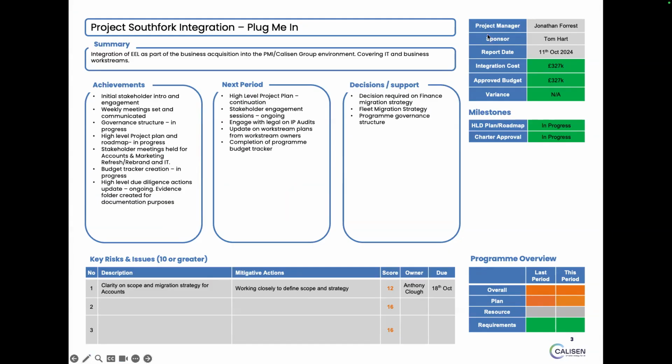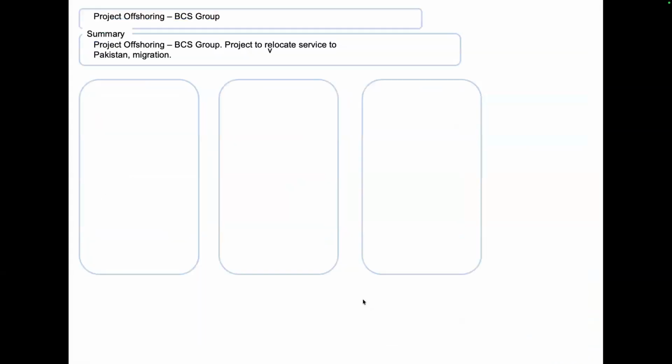And then at the top here, top right, you've got key things to consider. Who's the project manager? Who's the sponsor? The reporting date, integration cost, so on and so on, yeah? And then you've got your milestones at the bottom, then program overview. How is the program overall? It's an overview of the program. And then you then have your risk and issues as well, okay?